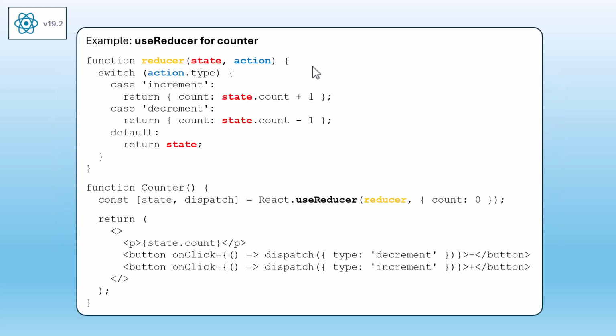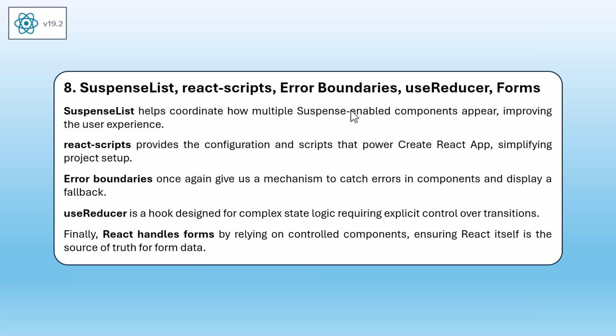useReducer is a hook designed for complex state logic requiring explicit control over transitions. Finally, React handles forms by relying on controlled components, ensuring React itself is the source of truth for form data.